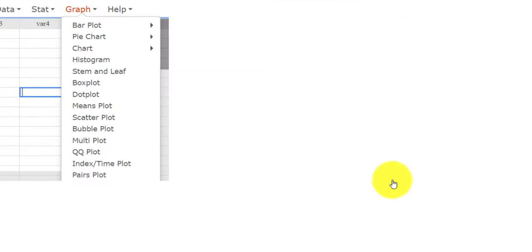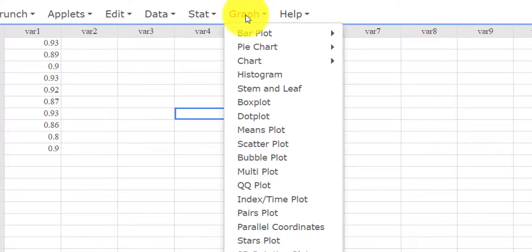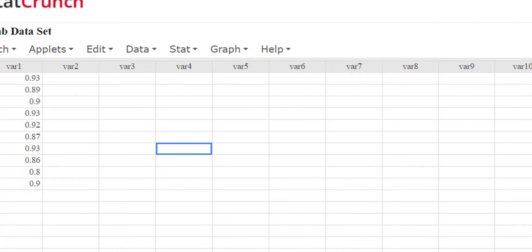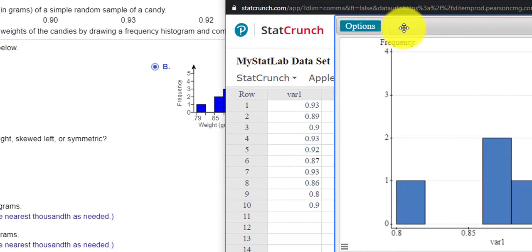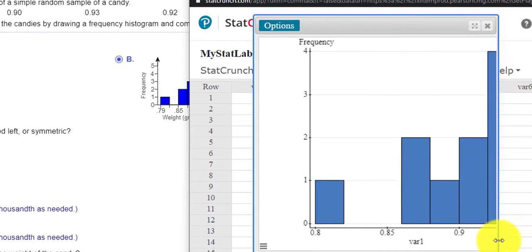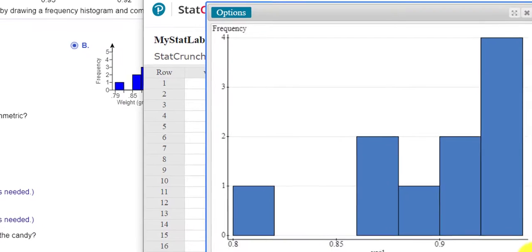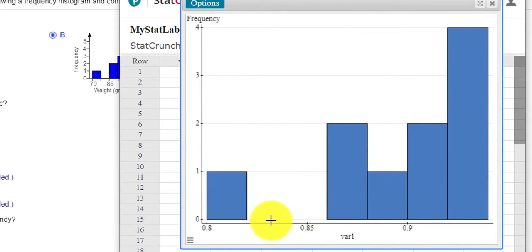Oh, hold on. Let me open this up a little bit bigger. Here we go. Graph, histogram, var1, and I press compute. And let's take a look to see how this compares to my choices. Just bear with me. There we go. So you can see there's clearly a gap here. My data is going to rise as we go from left to right. And it looks like we're starting at 0.80, somewhere around there.